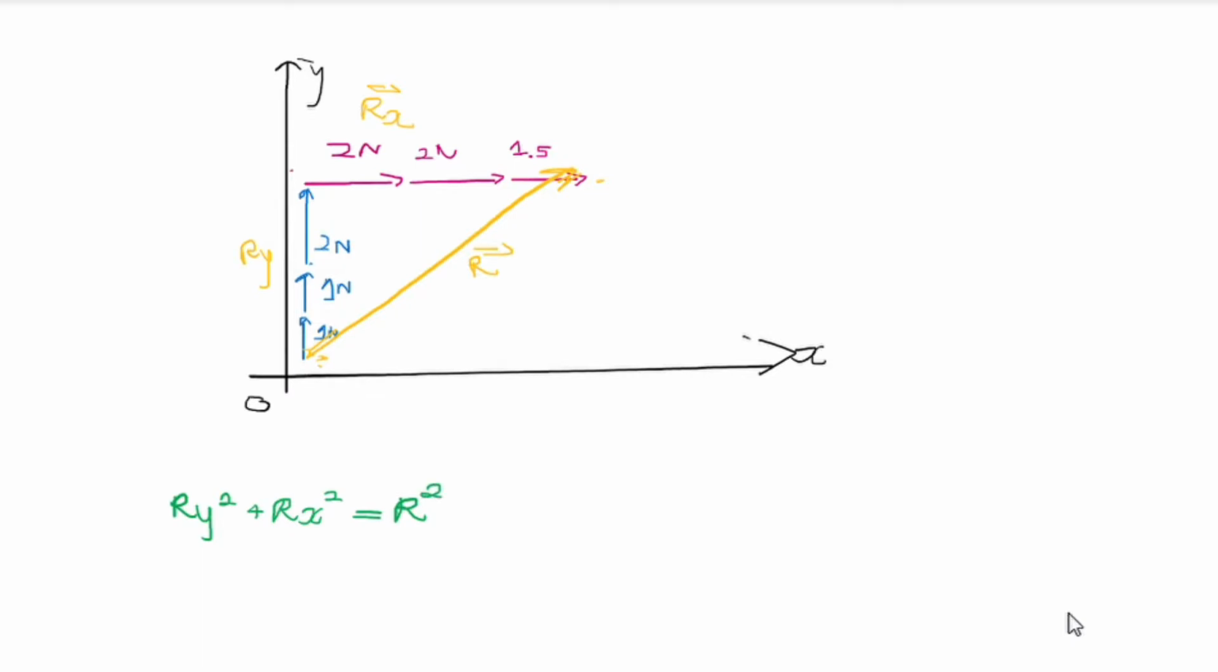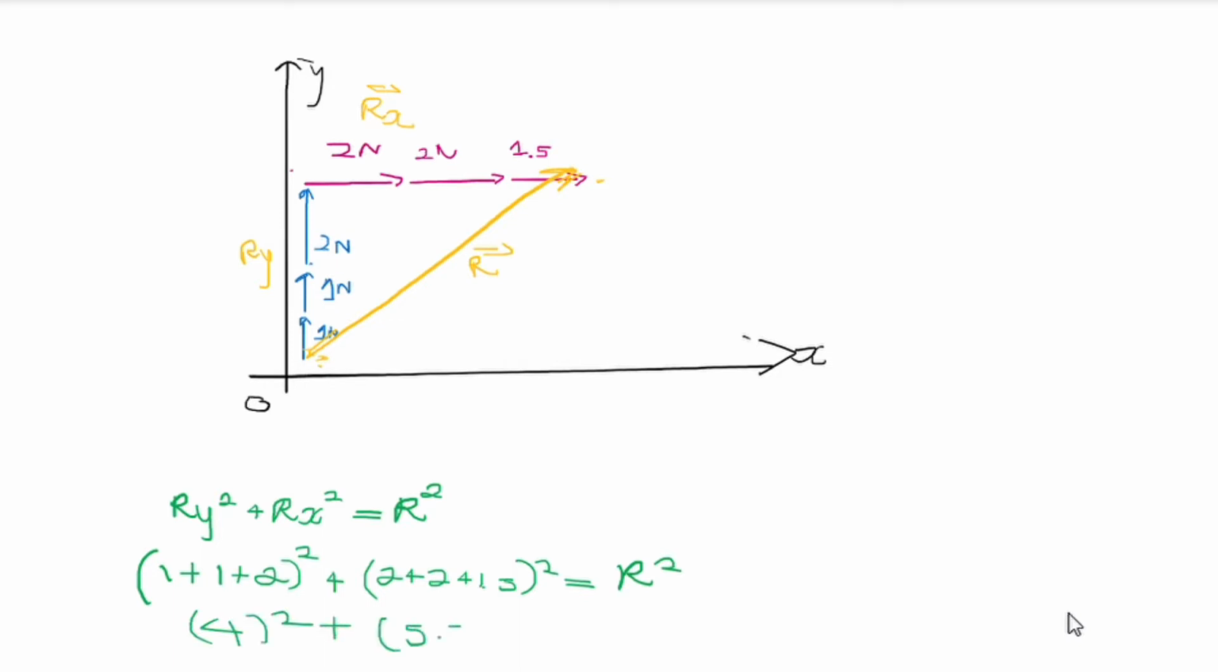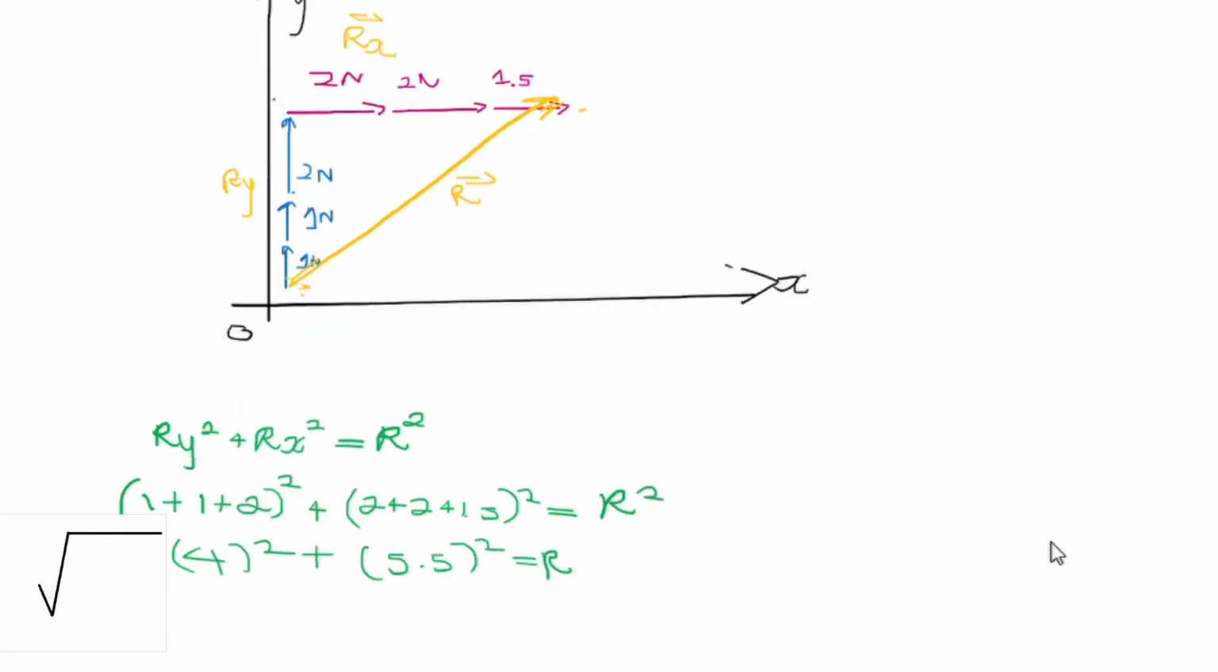For our y, the opposite, we have 1 Newton plus 1 Newton and 2 Newton. For our x, the adjacent, we have 2 Newton plus 2 Newton and 1.5, squared, to give us the final magnitude. This is 4 squared and 5.5 squared. If you punch this into your calculator, you should get. Therefore, the magnitude of the resultant is 6.8 Newton.